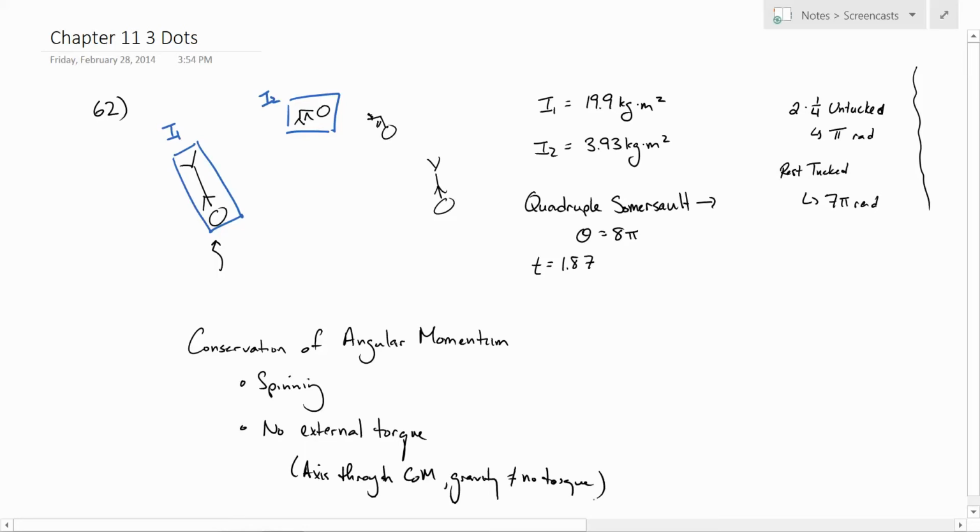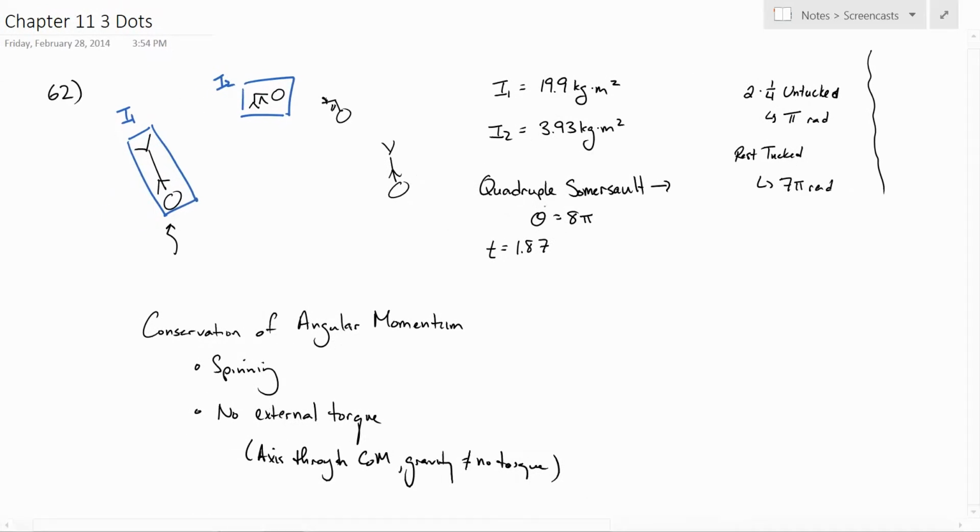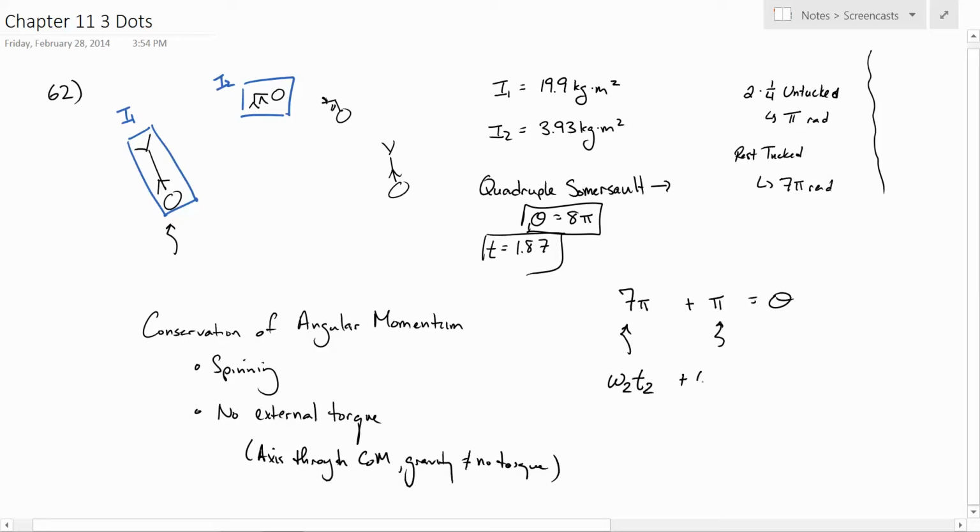So, how do we set up this problem? Well, we know that we have this revolution of 8 pi that takes 1.87 seconds. And I'm going to split it into a 7 pi revolution and a pi revolution. And that's going to be all of theta. Now I can say that this 7 pi is going to happen in some time t2 at omega 2, and this pi is going to happen in some time t1 at omega 1, with the condition that t1 plus t2 equals t.